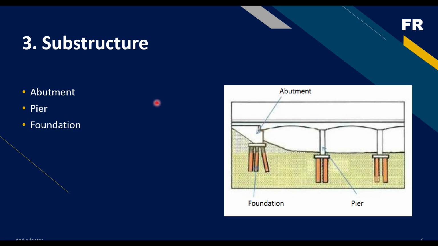Then we have the piers. Piers can be seen as columns, the columns that support the superstructure. So usually when you have the abutment at the start and end, the middle support or the intermediate support of the bridge, the vertical support, are called the piers. They also support the superstructure.